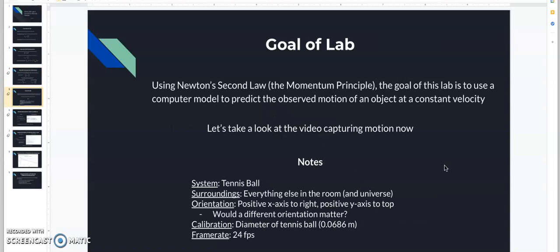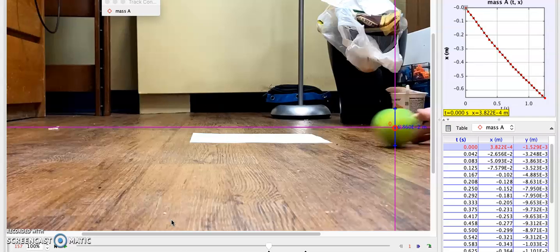So the goal of this lab is to use Newton's second law to create a computer model and predict the observed motion of an object at a constant velocity. So let's take a quick look at the video capturing motion now. A few notes on it: the system is the tennis ball, the surroundings is everything else in the room and the universe. Orientation is the positive x-axis to the right, positive y-axis to the top, and we'll see if the orientation would matter. Calibrated to the diameter of the tennis ball, and the frame rate was 24 frames per second. So here's the model.